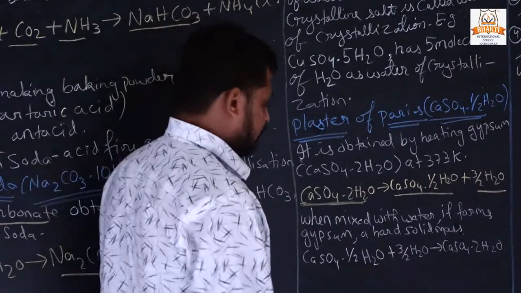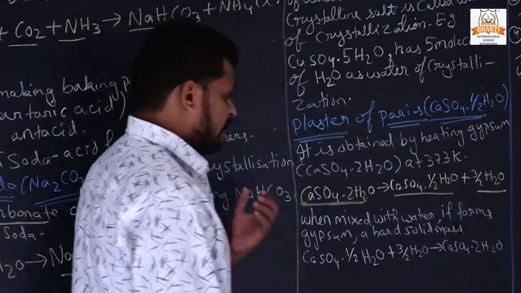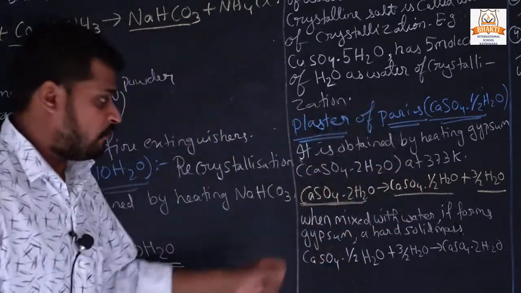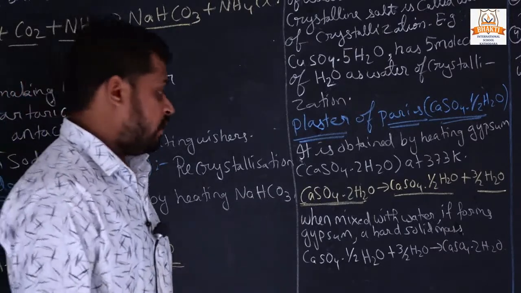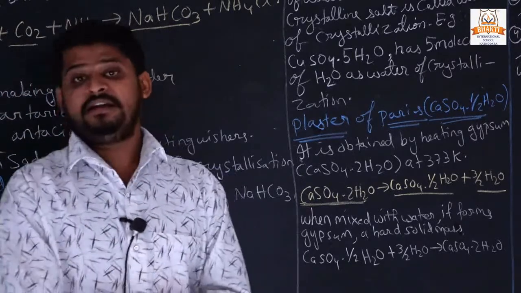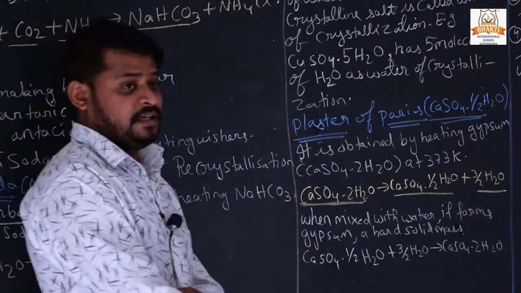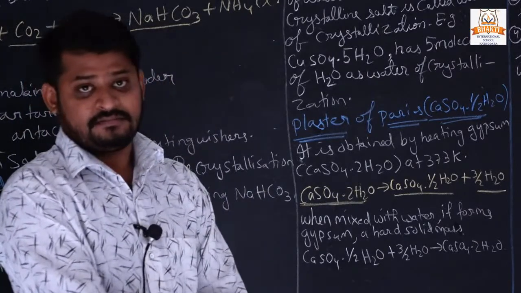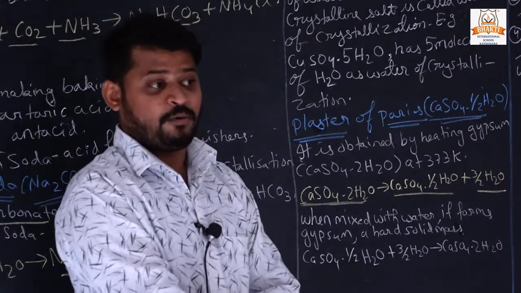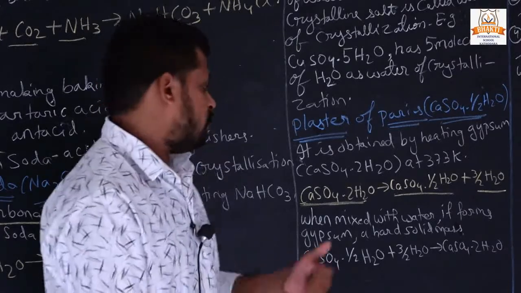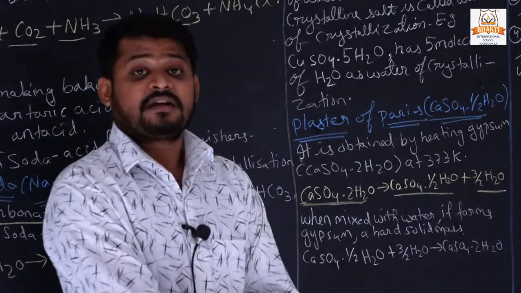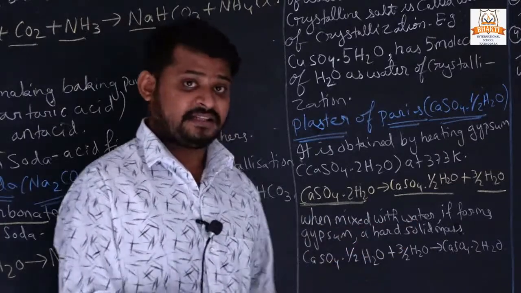When mixed with water, it forms gypsum, a hard solid mass. When I mix plaster of Paris with water, it converts into a solid mass. When someone's hand or leg is broken, you will see a white plaster covering the whole broken part. That is called plaster of Paris. It is soft, and when water is added, after some time it converts into a solid mass.